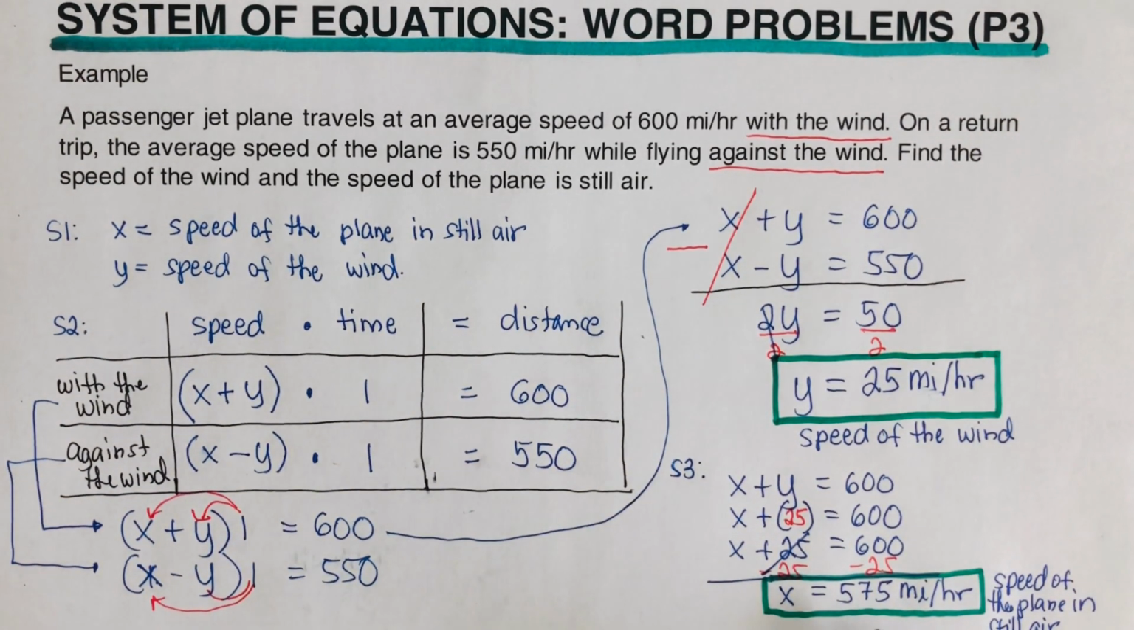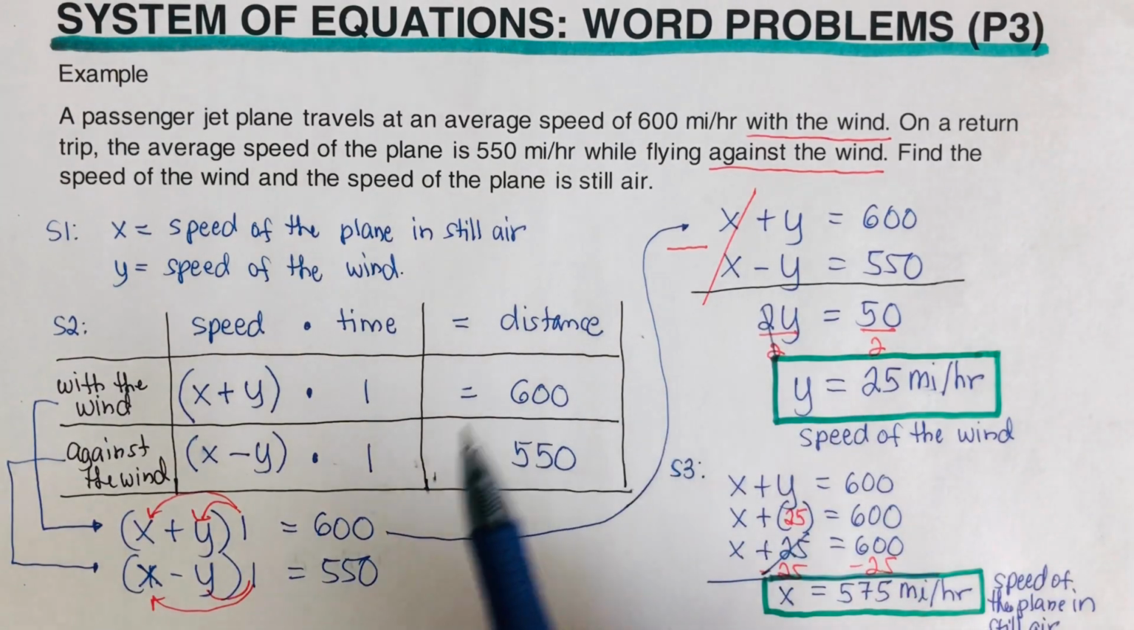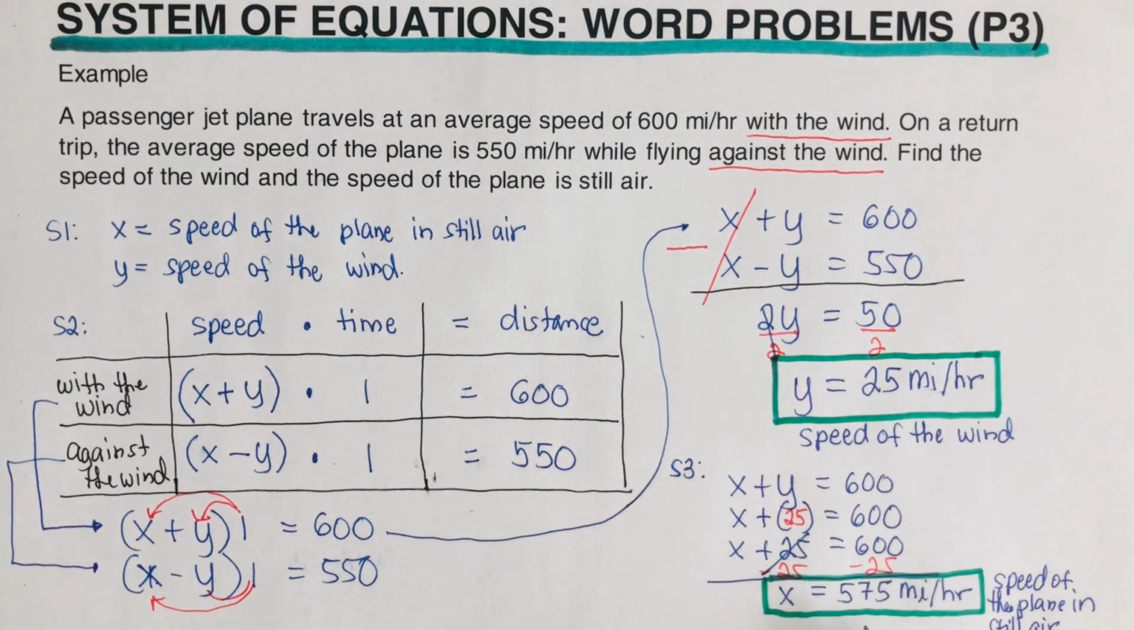Okay, so x is the speed of the plane in still air. And we have solved this problem. We already have determined the speed of the wind and then the speed of the plane in still air.